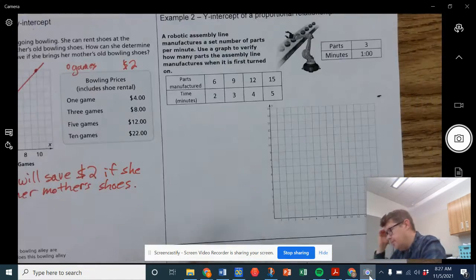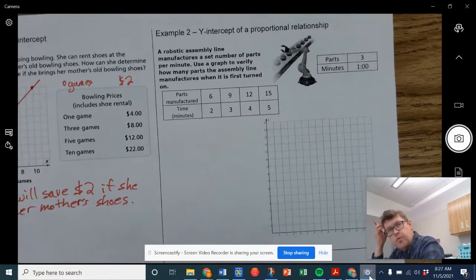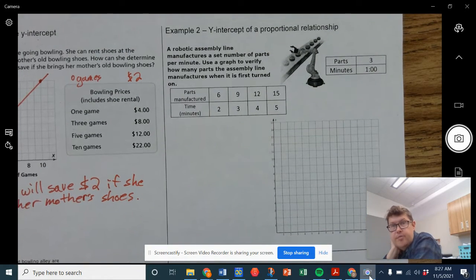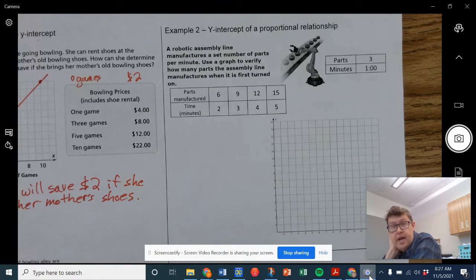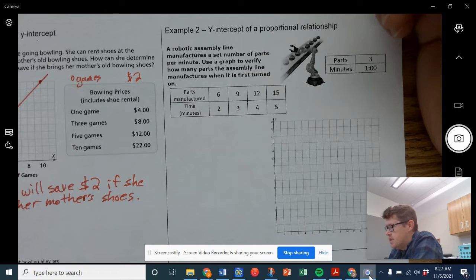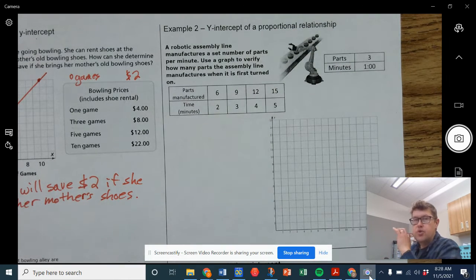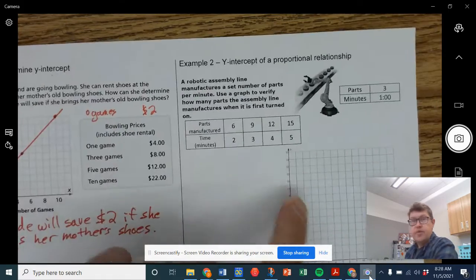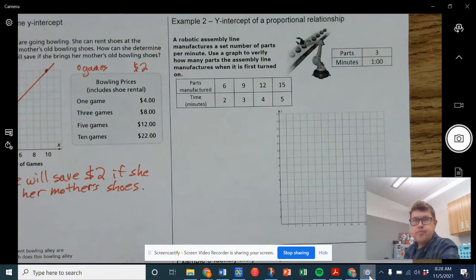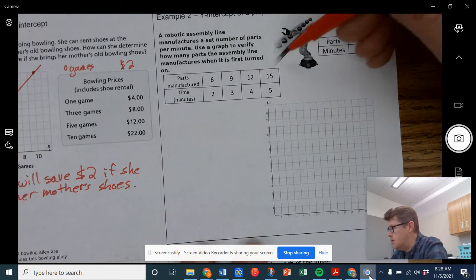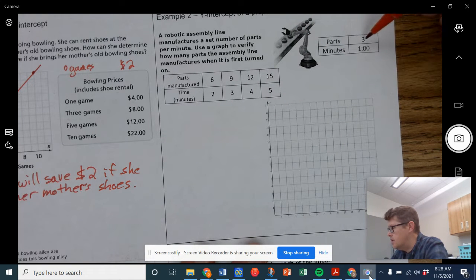Ta-da! Okay. We've got a robotic assembly line that manufactures a set number of parts per minute. Use a graph to verify how many parts the assembly line manufactures when it's first turned on. So this is where we talk about a proportional relationship. So we can compare the two graphs. It'll be very easy to see, especially if you just look at this graph compared to what this graph will look like. So we know that this robotic assembly line can do 3 parts in 1 minute.